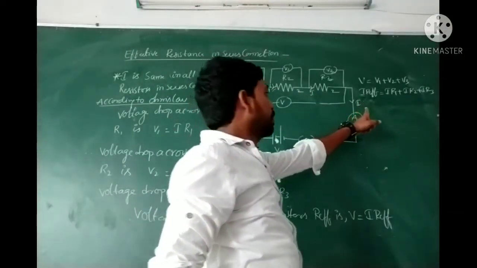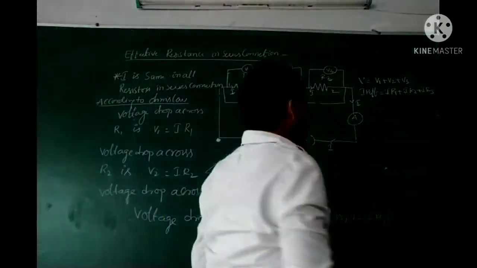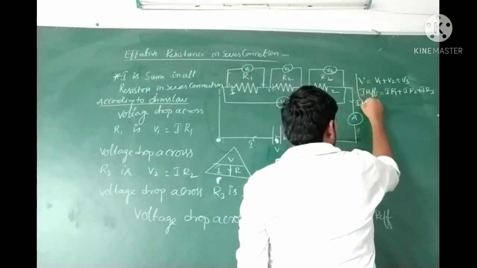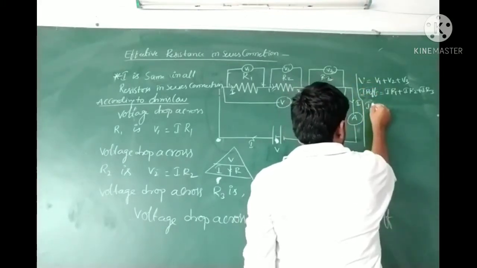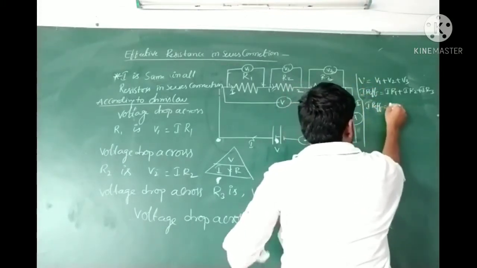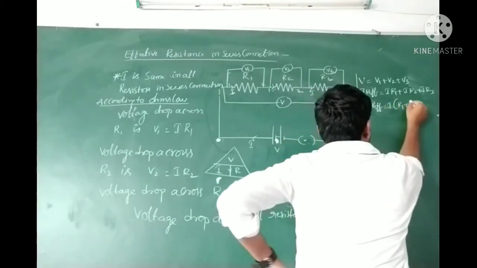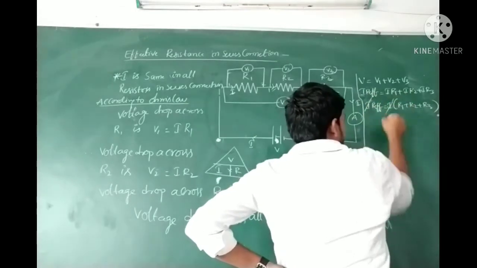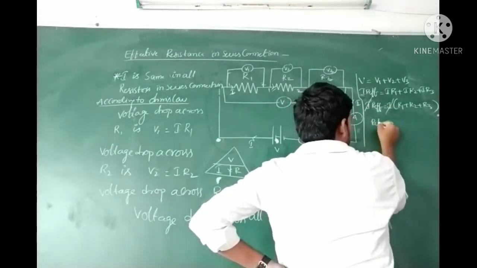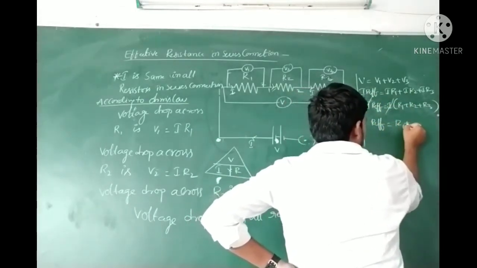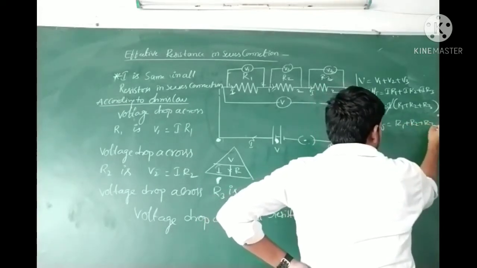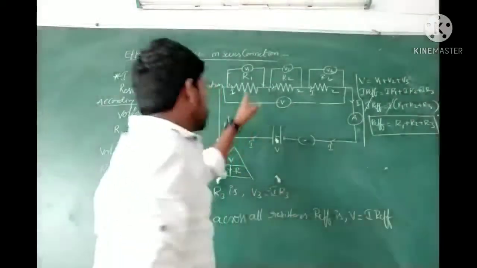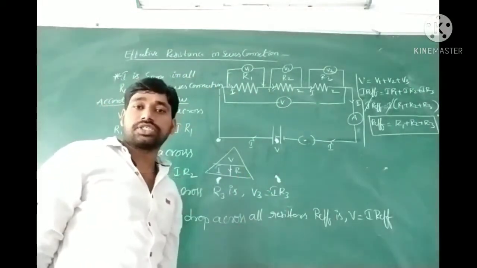Over here I is taken as common, then we can write I is taken common, R effective is equal to I of R1 plus R2 plus R3. So I and I get cancelled, then R effective is equal to R1 plus R2 plus R3. So this is the effective resistance when the resistors are connected in a series connection.